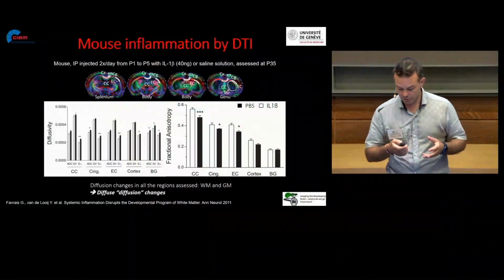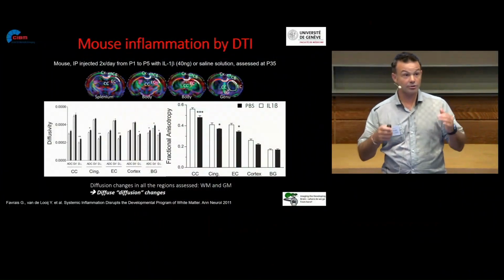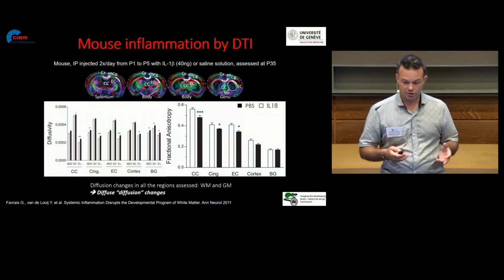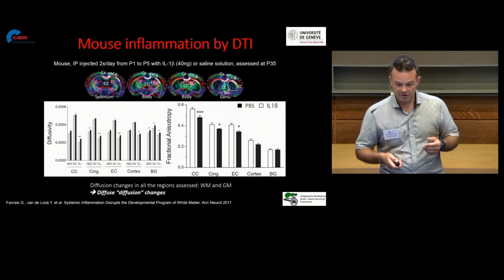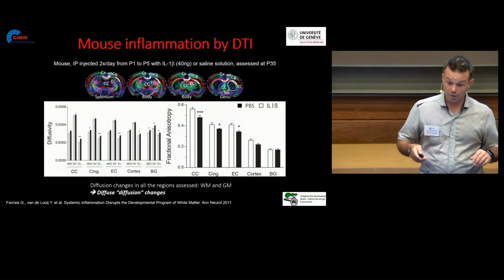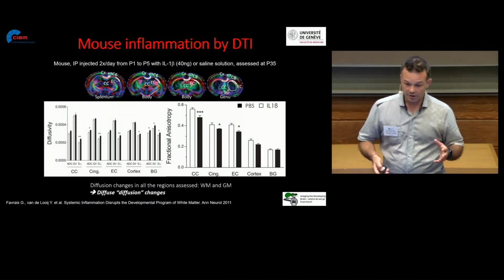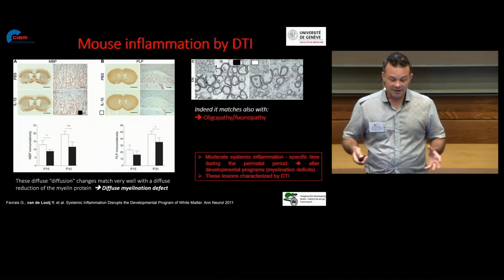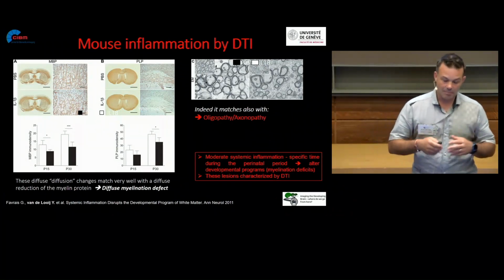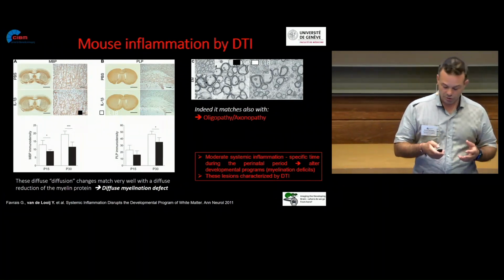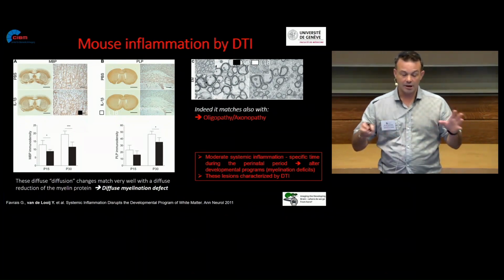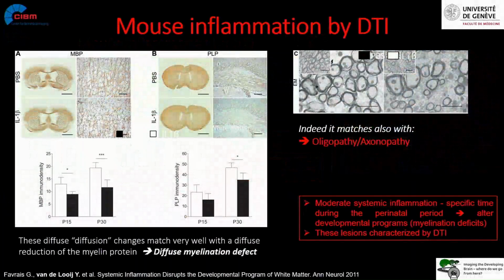we assessed, with mainly a decrease of the fractional anisotropy in the white matter and an increase of the diffusivity value in the gray matter, so really diffuse diffusion changes. And these diffuse diffusion changes match very well with a diffuse reduction of the myelin protein that has been measured on histology by MBP and PLP. So a diffuse myelination defect, and we also saw with electron microscopy an oligopathy and axonopathy.